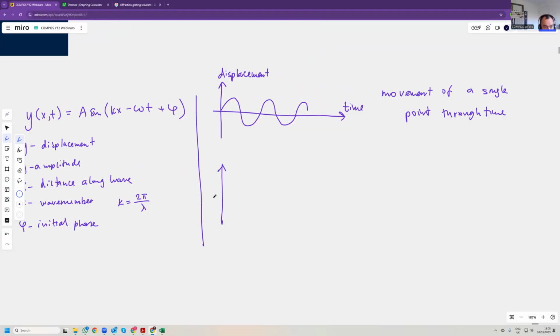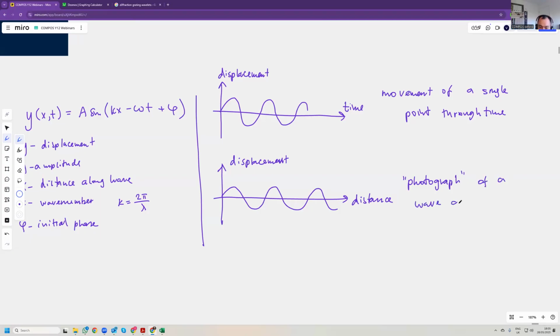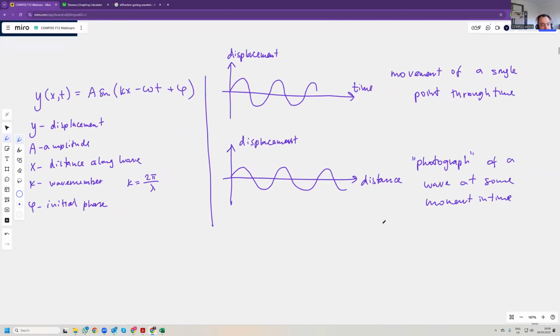And the second type of graph was a displacement distance graph. And it also looks like that. But this is like a snapshot or a photograph of a wave at some moment in time. But both graphs are actually graphs of the same function.